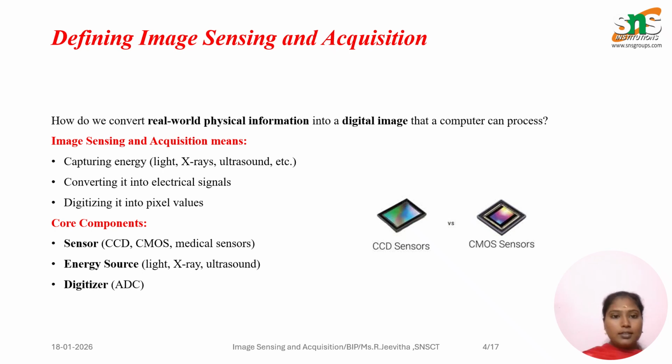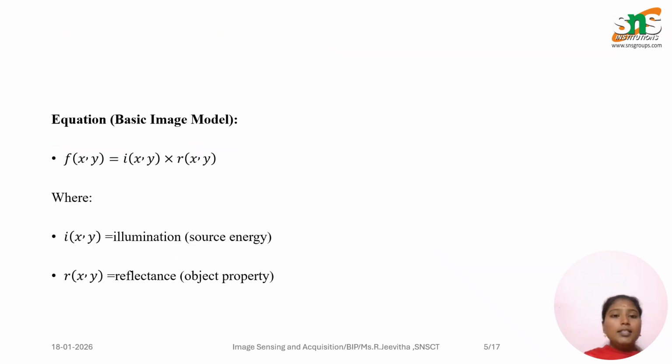The key question here is how do we convert real world physical information into one digital image? Image sensing and acquisition involves three main steps. First, energy such as light, X-ray or ultrasound is captured. Second, this energy is converted into an electrical signal. Third, the signal is digitized into pixel values. The core components involved are the sensor, energy source and the digitizer. This slide prepares us to understand the different ways an image can be sensed and acquired.